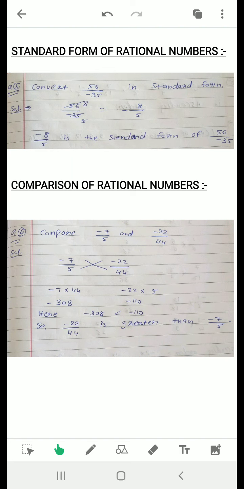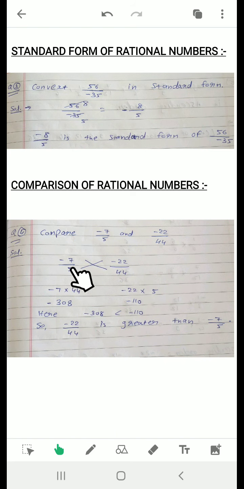Whenever there are two negative integers, here they both are negative, minus 308 and minus 110, the smaller negative integer is always greater than the larger one. So minus 110 here is greater than minus 308. In other words, minus 308 is smaller than minus 110.